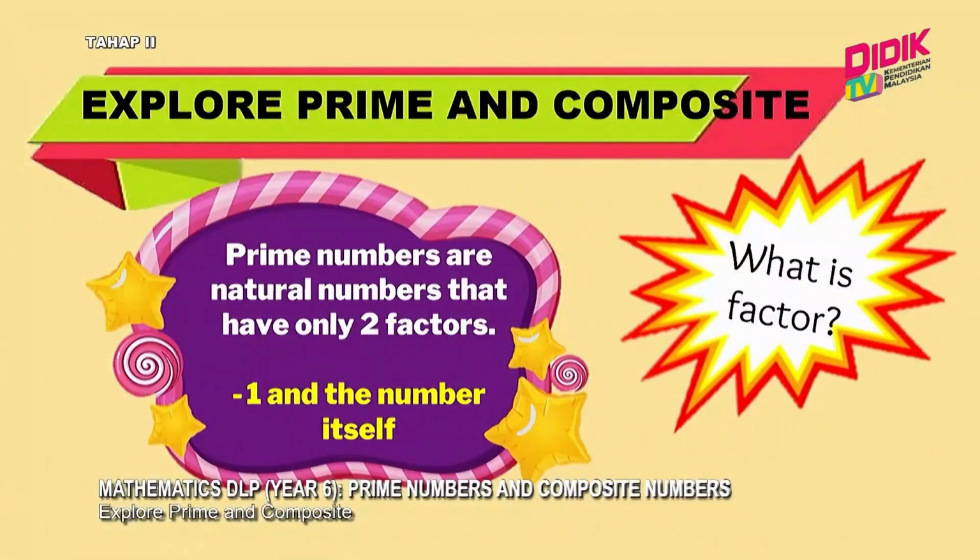Prime numbers are natural numbers, as I said just now, that have only 2 factors. Here you have to bear in mind that they are only 1 and the number itself. Okay, Chris, can you understand?